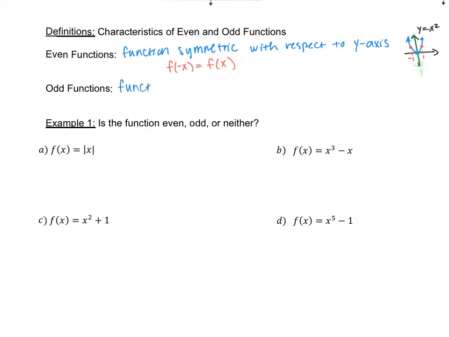So odd functions have this symmetry that is with respect to the origin. Now, when you have a symmetry with respect to the origin, it kind of has a radial symmetry. And I'll show you what I mean here once I draw an example. So I'm going to use the cubic function because that is a great example to show you an odd function. So x to the third power is what we call a cubic function. And if you were to draw a cubic function, remember it also starts at the origin.